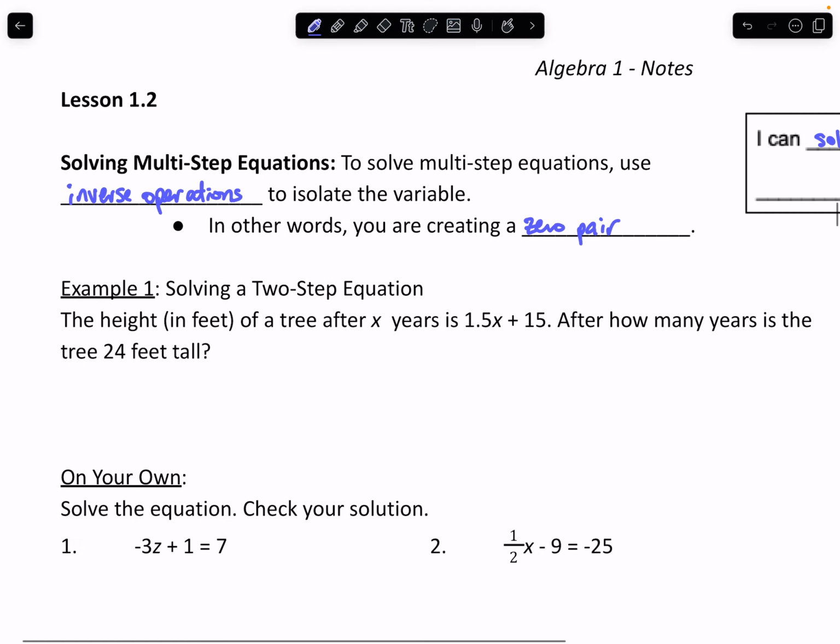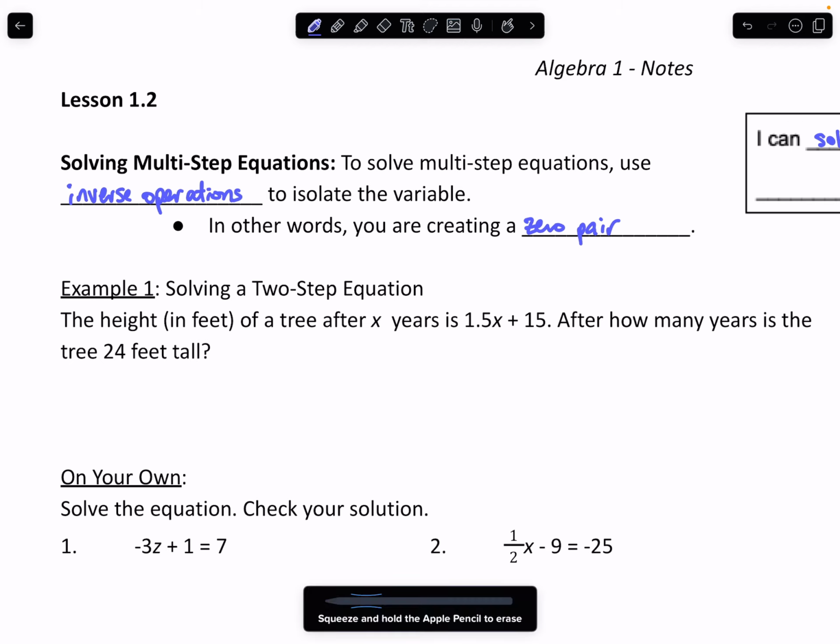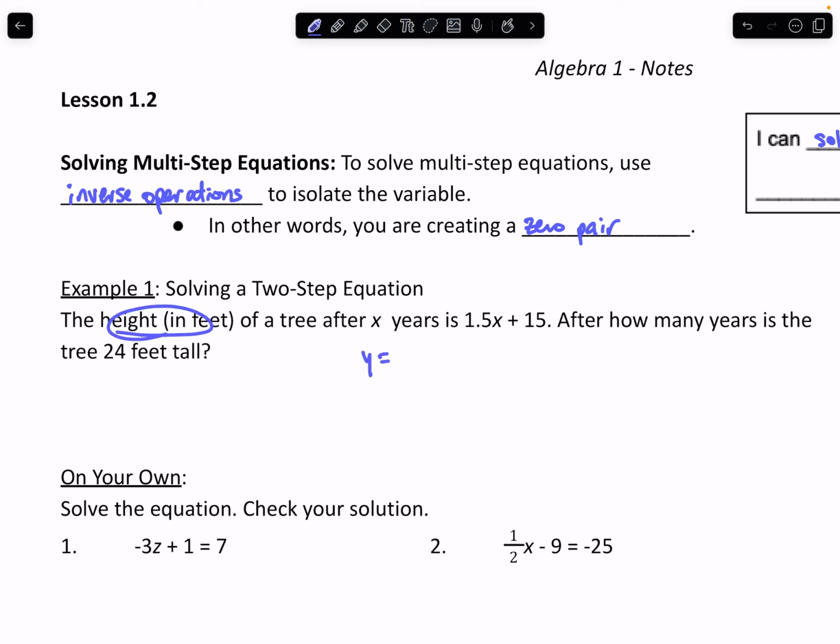So example number 1, solving a two-step equation. The height in feet of a tree after x years is 1.5x plus 15. After how many years is the tree 24 feet tall? So here I could label the height as y, is equal to 1.5x plus 15. And x is the number of years, right?